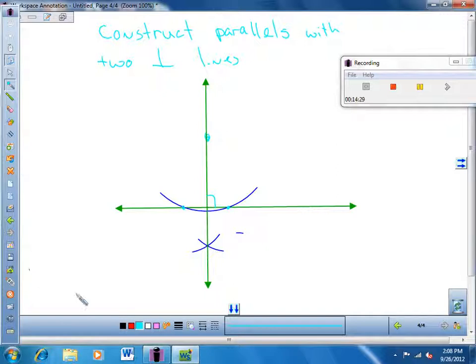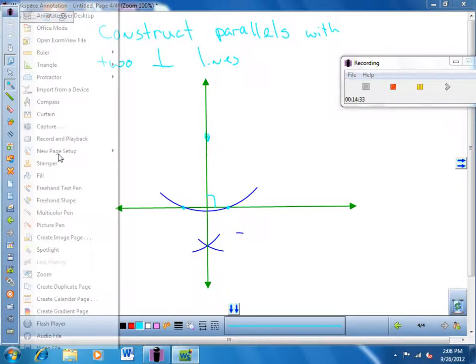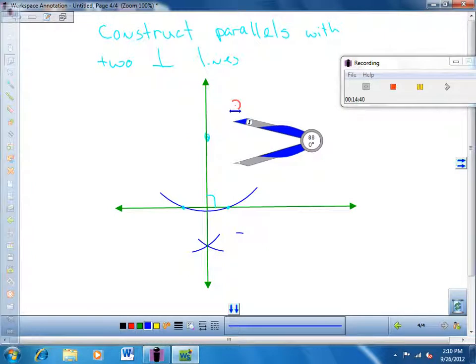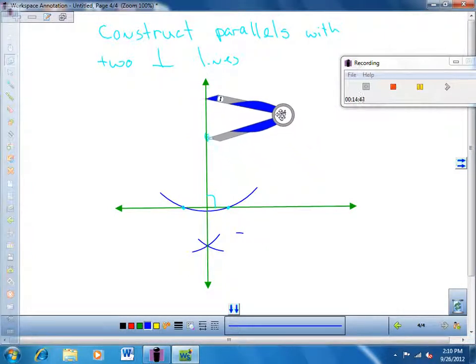So the way I do that, again, this is a good review for some of you guys, is I take my compass and put it on this point. This is a perpendicular from a point on a line. I'll make it a little smaller. And I'm going to swing an arc over here. I'm going to flip around.